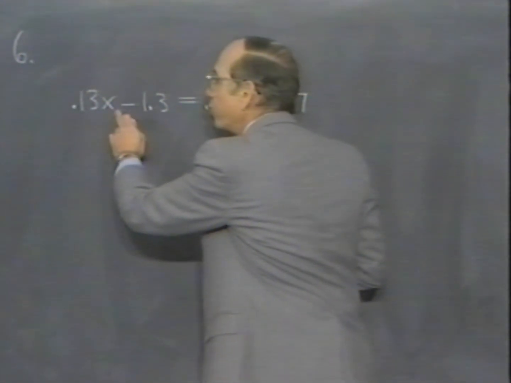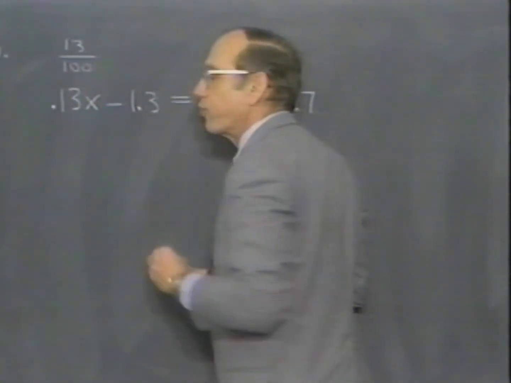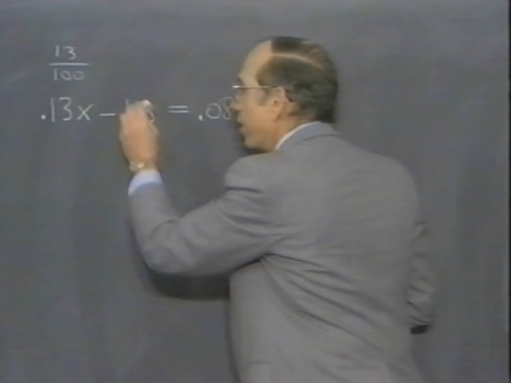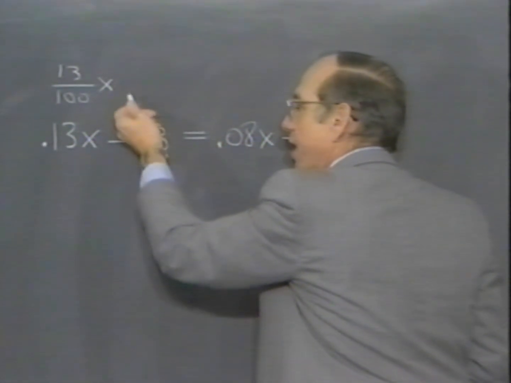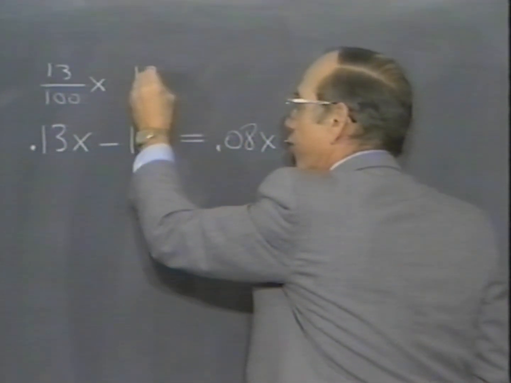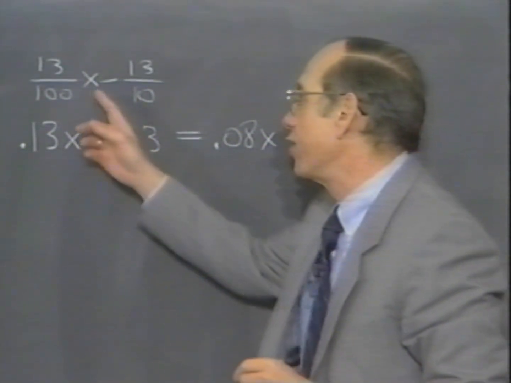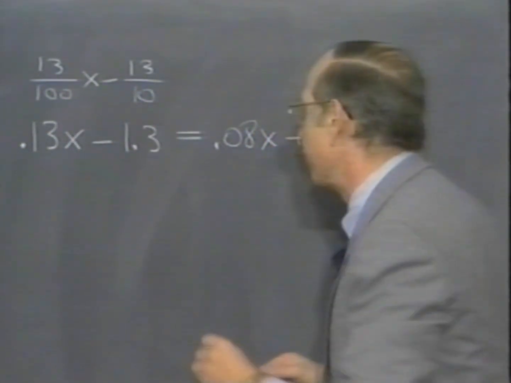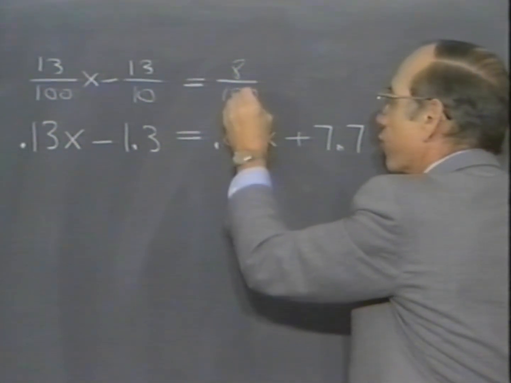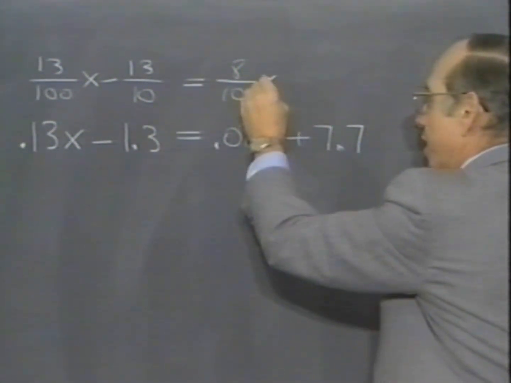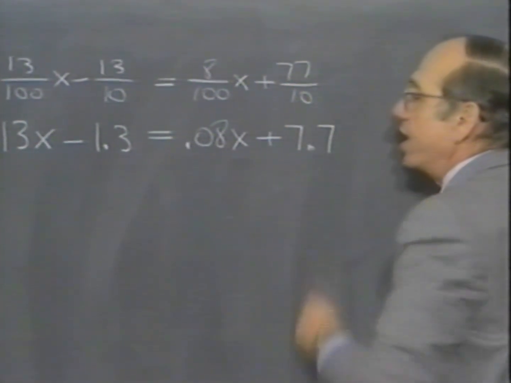Here we have 0.13x. Well, 0.13, you see, is really 13 over 100. And here we have a minus, of course that's really an x, we have a minus 1.3, and 1.3 is 13 over 10. So we really have 13 over 100 x minus 13 over 10. On the other side, we have 0.08x, which is really 8 over 100 times x. And 7.7 is really 77 over 10.